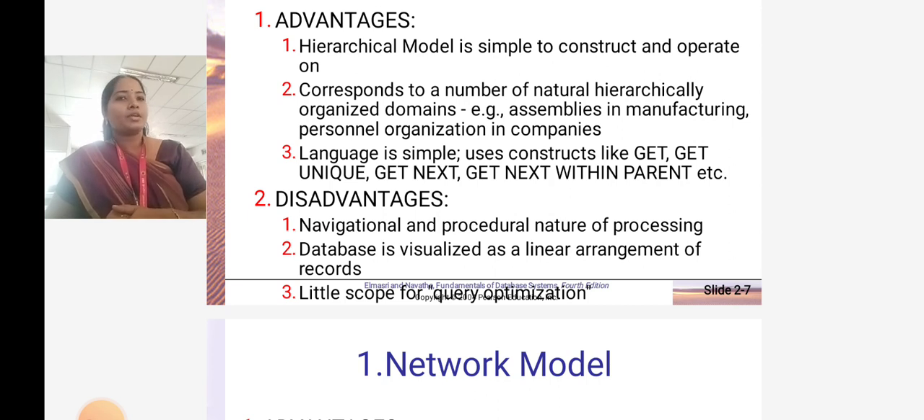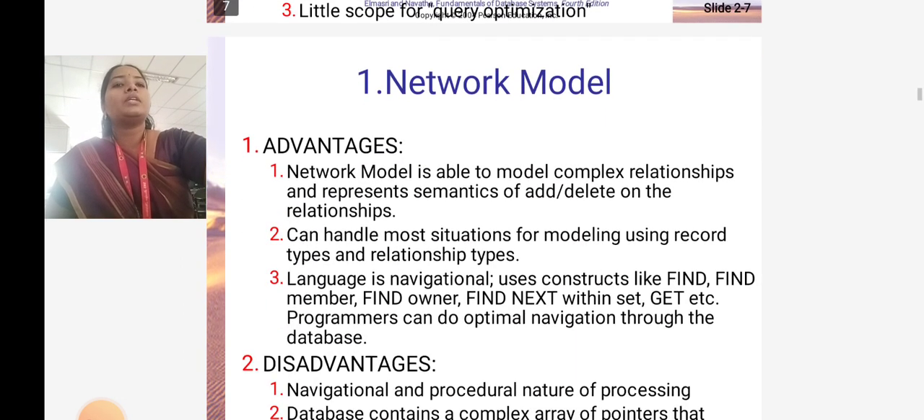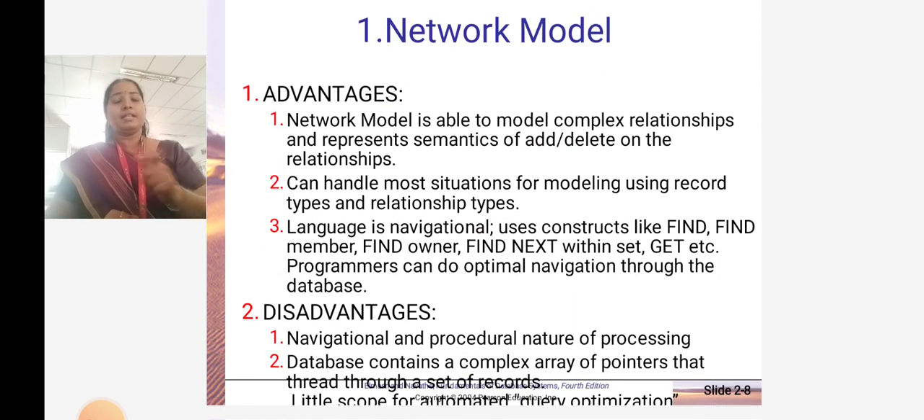So what are the disadvantages? The navigational and procedural nature of processing. The database is visualized as a linear arrangement of records. Linear arrangement, in the sense, means the data are in a sequential manner, the next one, 1, 2, 3, 4 in order. It can be in alphabetical order, or if it is a number, it will be in ascending order or descending order. So there is little scope for query optimization. So what is optimization? A perfect solution, that is, reducing time, so that time consumption will be less and it is more efficient.